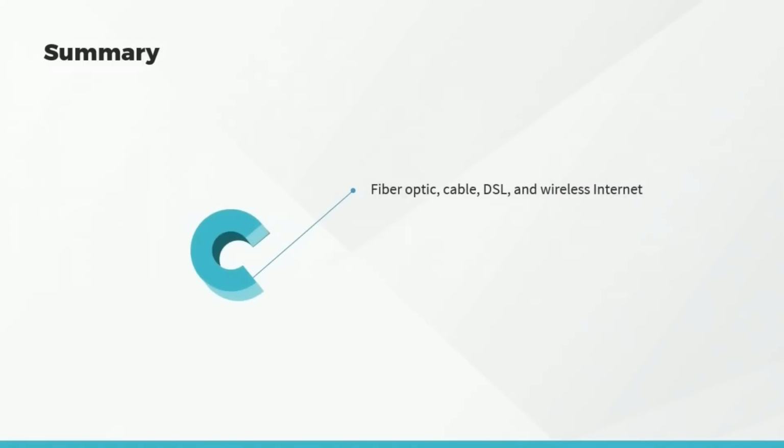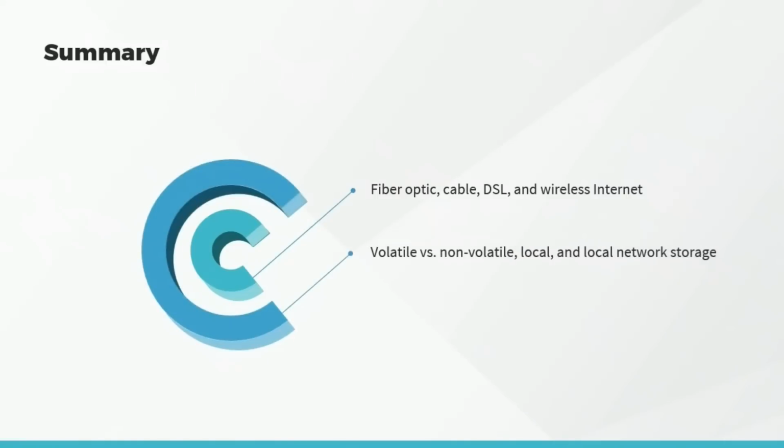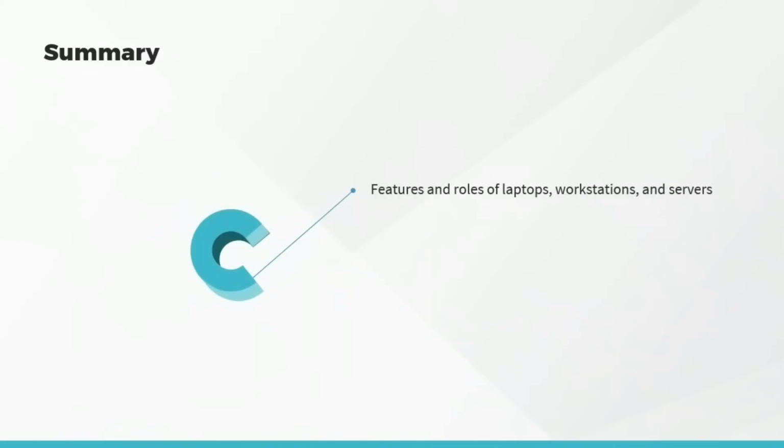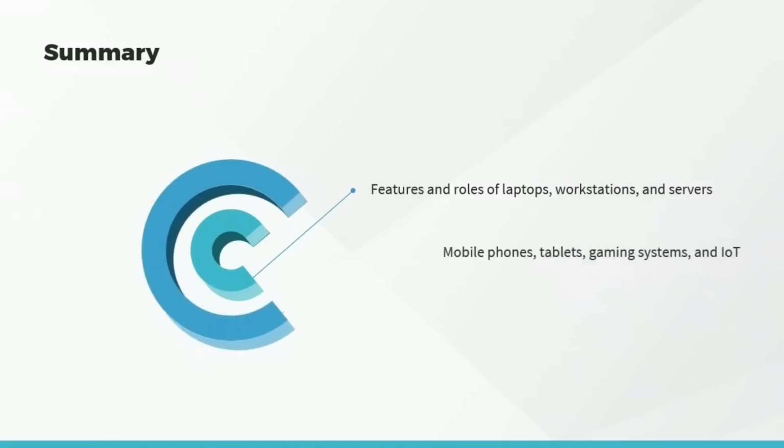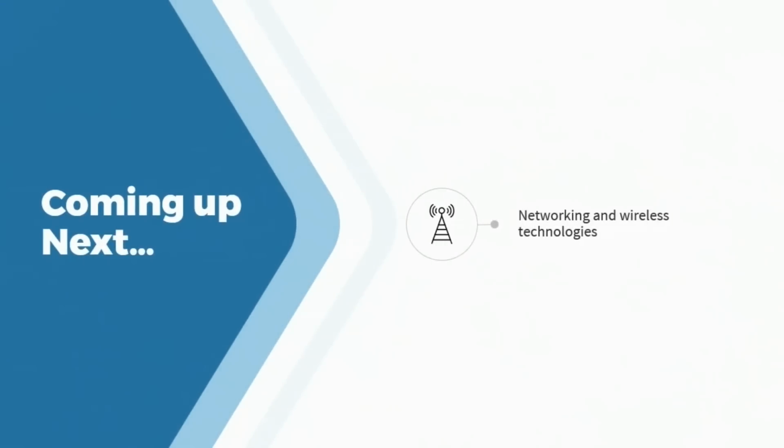So in this course, we've examined basic concepts surrounding internet access, storage, and types of computer systems. We did this by exploring fiber optic, cable, DSL and wireless internet, volatile versus non-volatile storage, local and network storage, features and roles of laptops, workstations and servers, and mobile phones, tablets, gaming systems, and IoT. In our next course, we'll move on to explore basic concepts surrounding computer networking and wireless technologies.